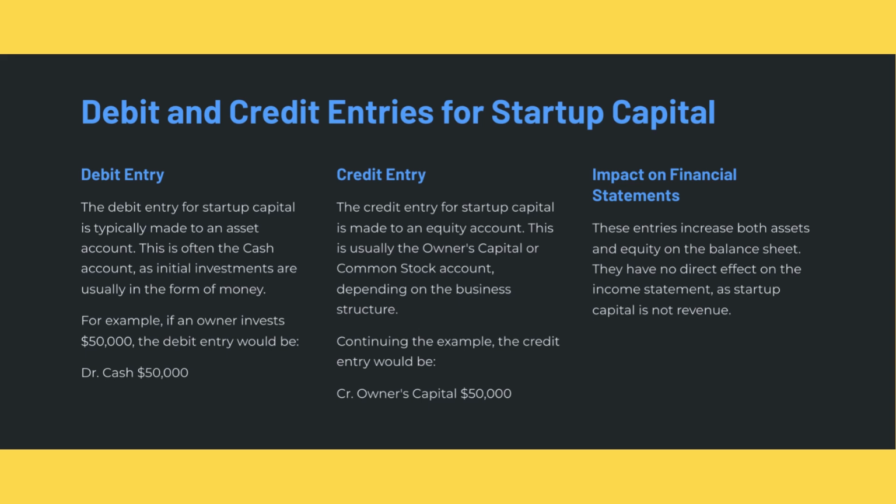Credit entry. The credit entry for startup capital is made to an equity account. This is usually the owner's capital or common stock account, depending on the business structure. Continuing the example, the credit entry would be credit owner's capital $50,000.